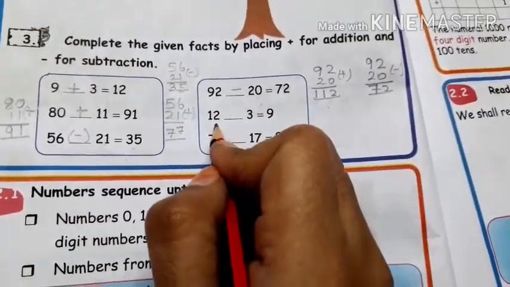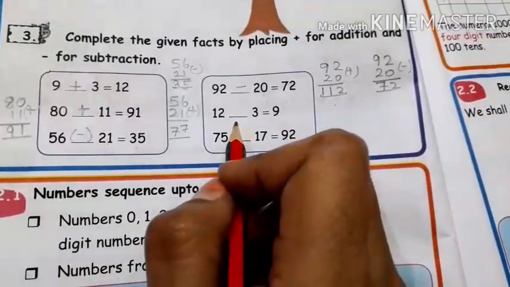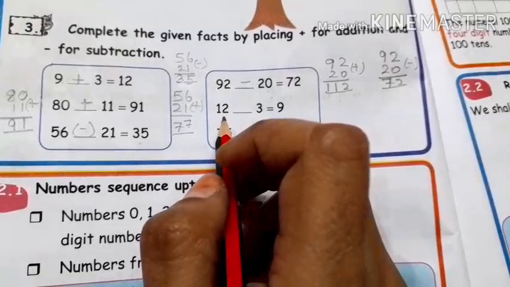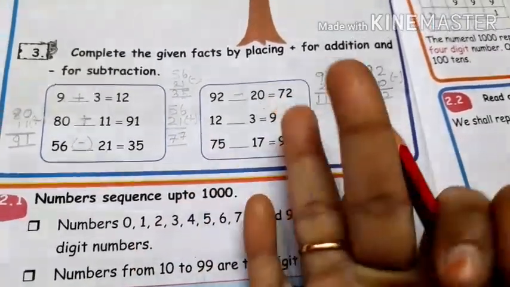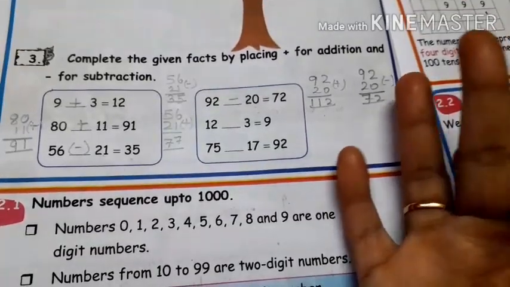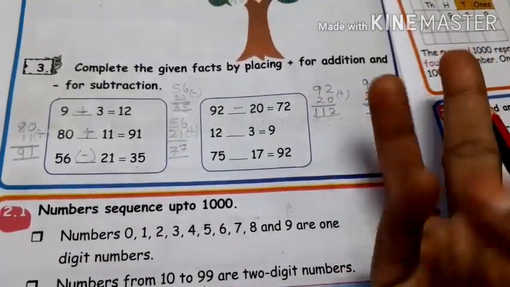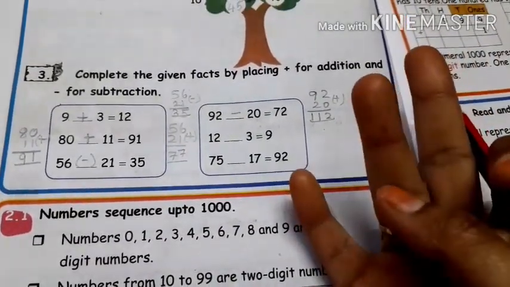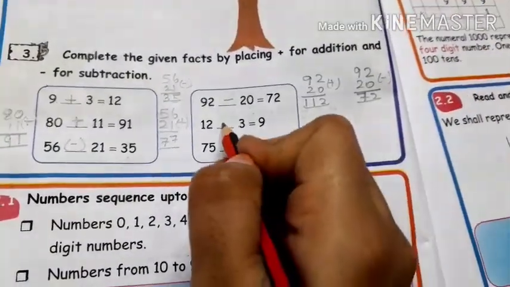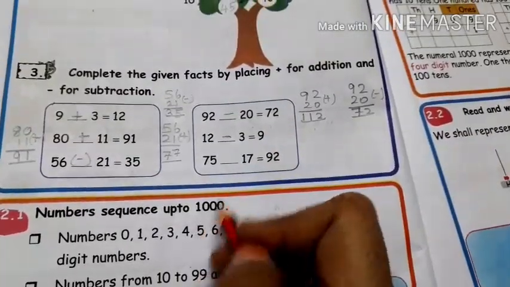Like that, 12 minus 3. This is a small number. You can do it in your mind itself. 12 in the mind, 3 on the finger. Before 12, 11, 10, 9. So the answer is 9. So you have to put subtraction.